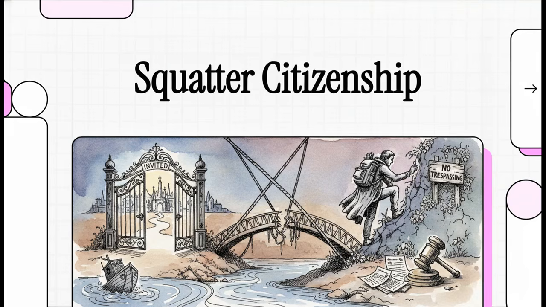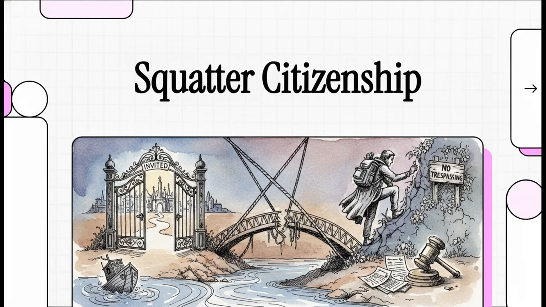Welcome to This Explainer. Today, we're taking a totally impartial but incredibly deep dive into a really provocative and complex legal argument. We are going to break down a fascinating critique of the modern Supreme Court's interpretation of birthright citizenship. This comes from a piece titled The Jurisprudence of Squatter Citizenship. And look, regardless of where you stand politically, understanding the actual mechanics of this constitutional argument is absolutely vital.